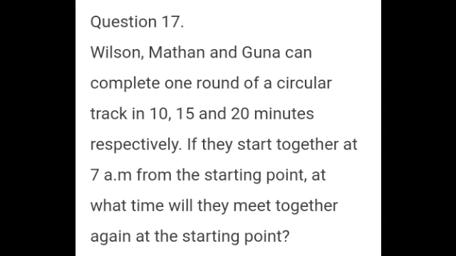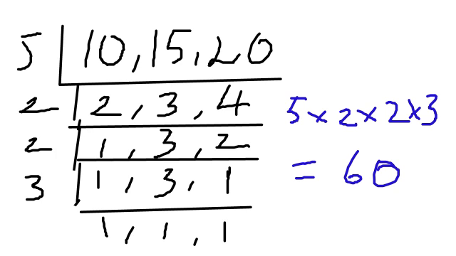So for this we need to find the LCM of 10, 15 and 20. So what is the LCM of 10, 15 and 20? First we can divide by 5. So we will be getting the values 2, 3 and 4. Next divide by 2. So 1, 3, 2 and then 2 table. So 1, 3, 1. So still the number 3 is there.